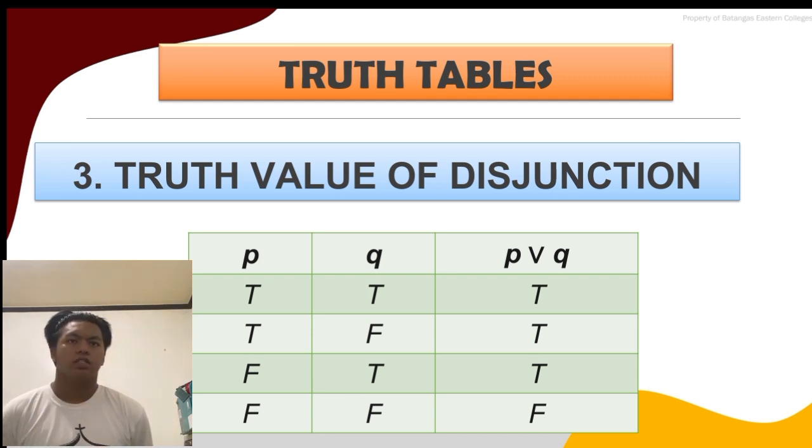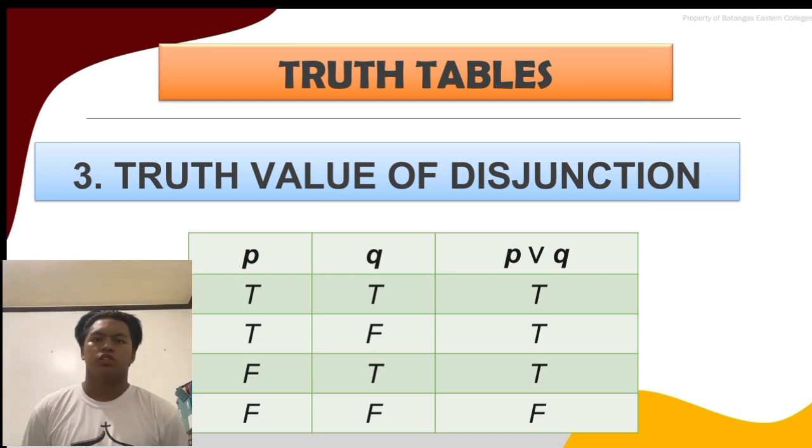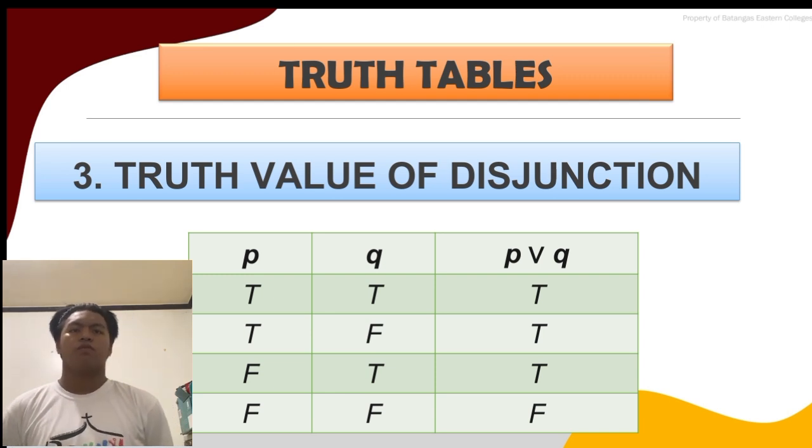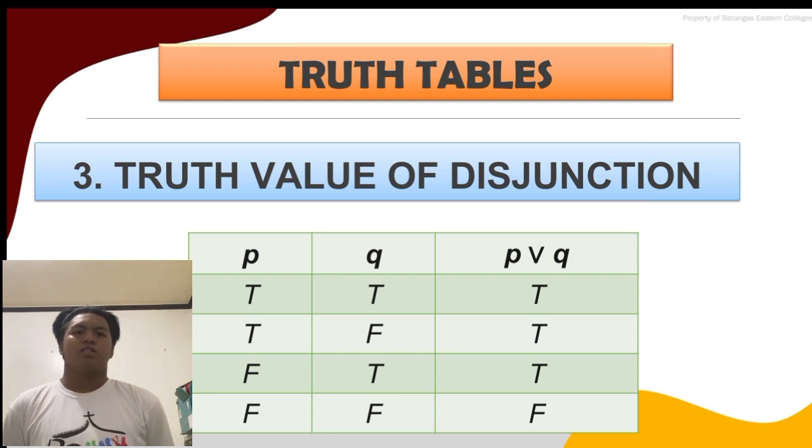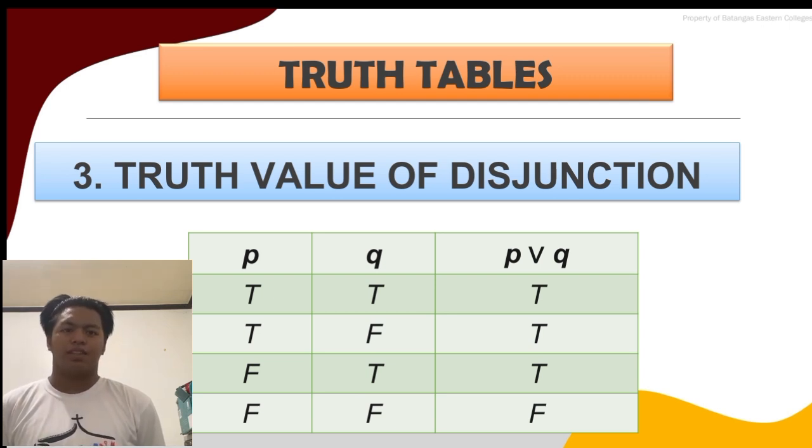Unlike sa conjunction, di ba? Sa conjunction, if the first statement is true and the second statement is true, the compound statement is true. So, dito sa disjunction, magiging false lang yung compound statement kapag parehas false yung two simple statement.